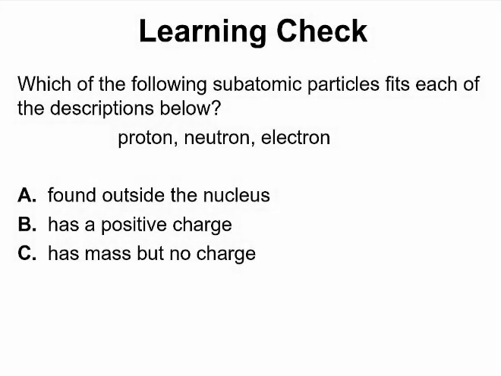Let us practice with some questions. Which of the following subatomic particles fits each of the descriptions below? Which one can be found outside the nucleus? Only the electrons are found outside the nucleus. Which one has a positive charge? The protons have positive charge. Which one has mass but no charge? The neutrons.